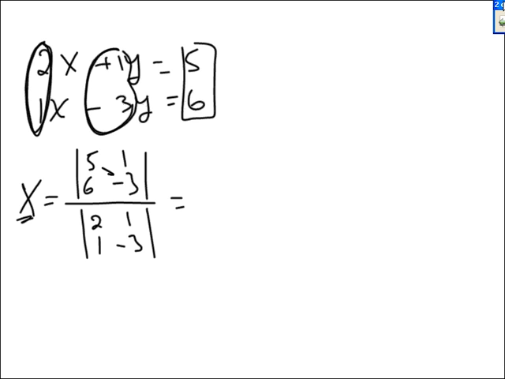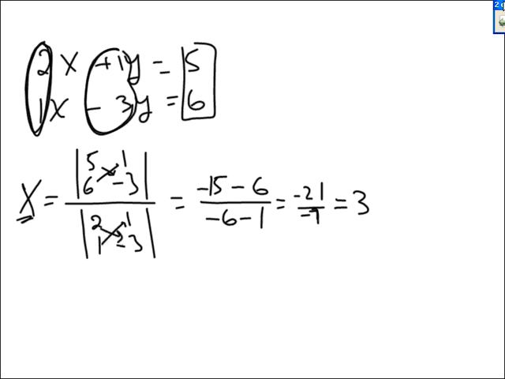You multiply those numbers, you get -15, minus, multiply those numbers, you get 6. The bottom: you multiply, you get -6, minus, you multiply, you get 1. Get -21 over -7, better known as 3. So x is 3.